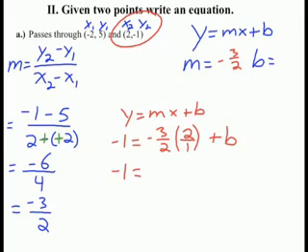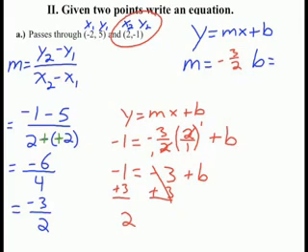Negative 3 over 2 times 2, the 2's cancel each other out. We're left with negative 3 plus b. So now to eliminate that negative 3, we must add 3 to both sides. The right side, the 3's cancel each other out. Negative 1 plus 3 is 2, so b equals 2. So our equation in slope-intercept form is y equals negative 3 halves x plus 2.